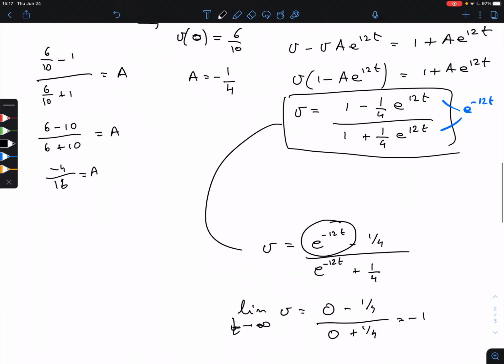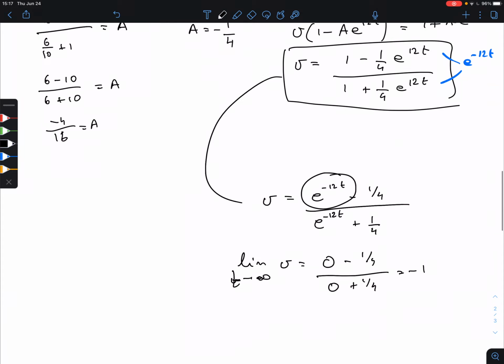So I showed here that it's very rash to try to figure out what the limit is without doing the calculation, and that's when I made my mistake. So always do the calculation, and then you see exactly what the limit velocity is.